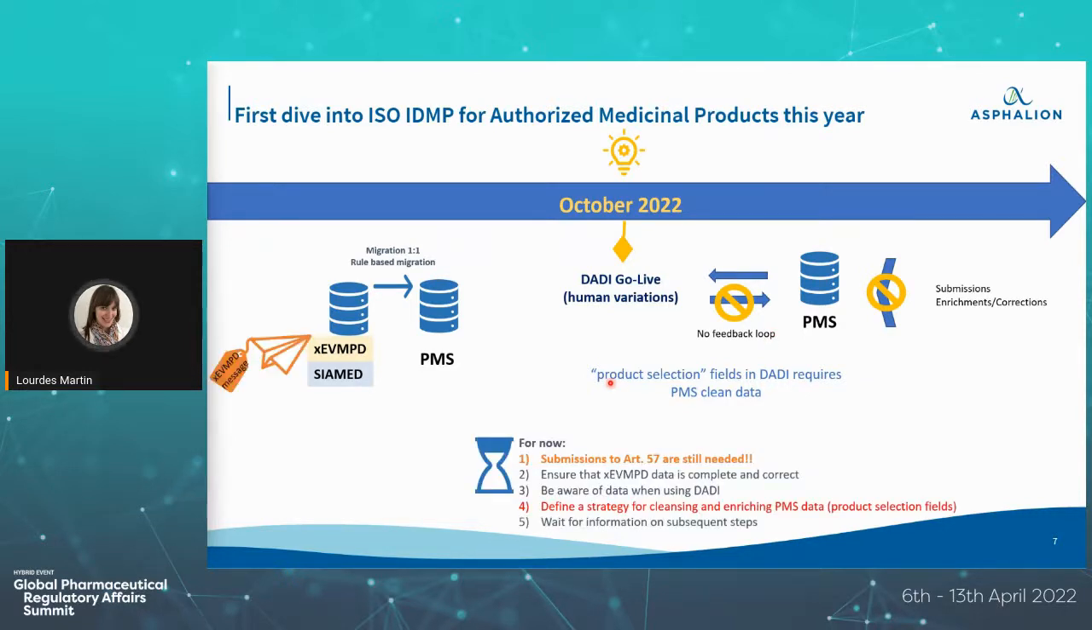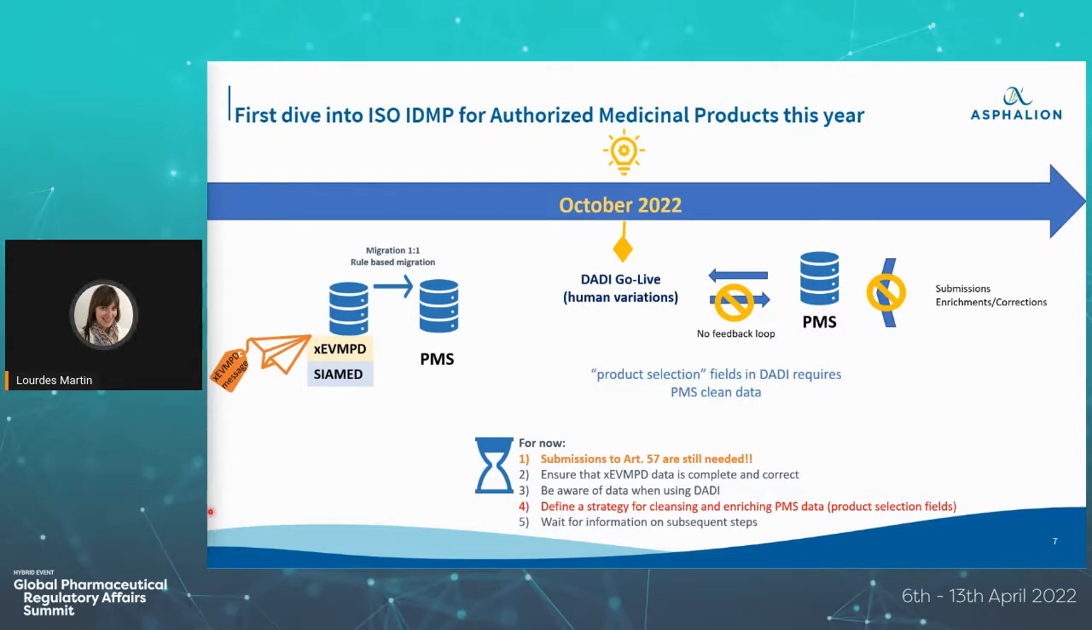So for now, we know that the submissions to XEVMPD are still needed to maintain compliance with Article 57. We need to ensure that the data that we have in XEVMPD is complete and correct, because this will be what we are seeing in DADI as it's feeding from PMS. We need to be aware of that data when we're using DADI. And of course, we need to define a strategy for cleaning and enriching the PMS data, especially for those product selection fields from which DADI will be feeding. And we have to wait for information on the subsequent steps from the EMA.